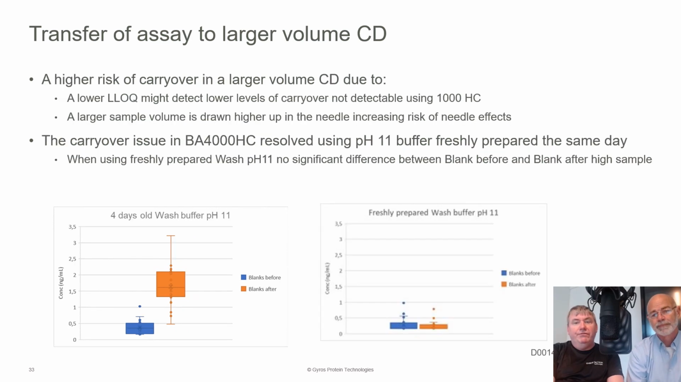So the solution for this problem, as we said, when the assay was transferred from the 1000 HC to the 4000 HC, this increased the carryover issue. But what we found really was that if you use fresh pH 11 buffer, then this resolves the carryover issue. And we found actually that fresh pH 11 can be very useful for some tricky analytes.